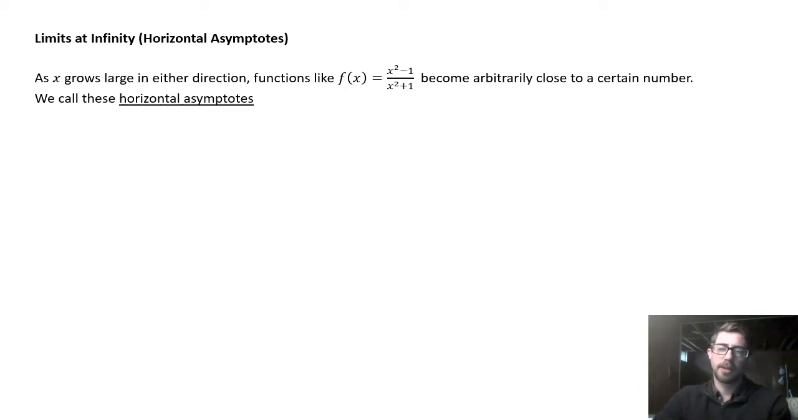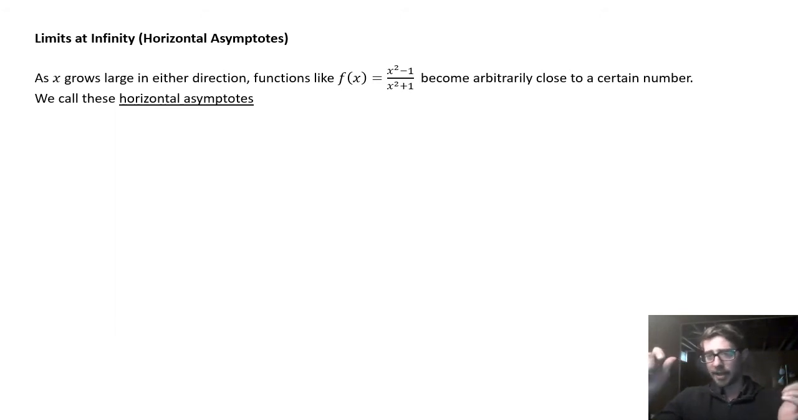When we talk about limits at infinity, that is just a fancy word for what you have seen as a horizontal asymptote. So certain functions, as x grows large in either direction, we use the word large negative for numbers like negative a million, become arbitrarily close to a certain number. So they flatten out and kind of glue themselves to a horizontal line.